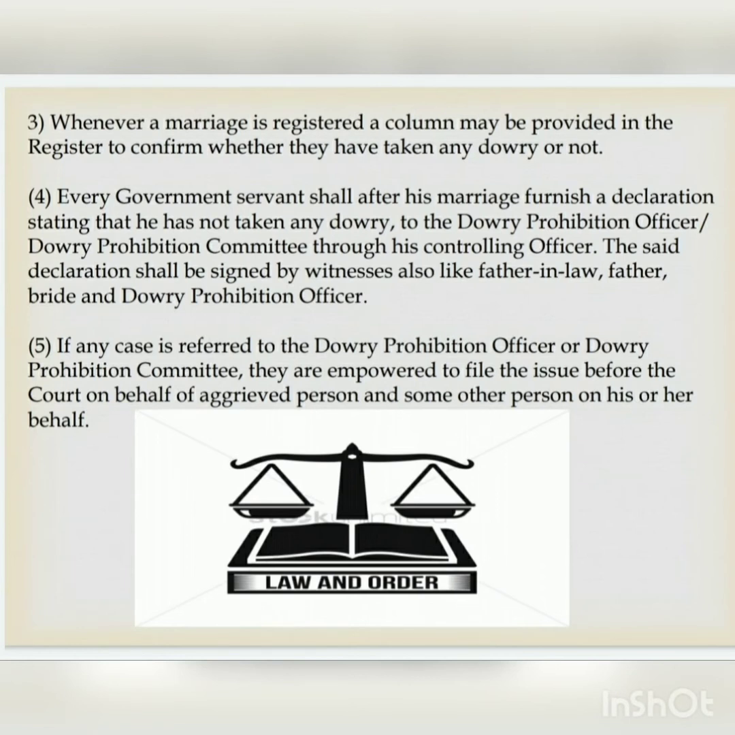4. Every government servant shall, after his marriage, furnish a declaration stating that he has not taken any dowry, to the Dowry Prohibition Officer or Dowry Prohibition Committee, through his controlling officer. The said declaration shall be signed by witnesses also, like father-in-law, father, bride and Dowry Prohibition Officer.